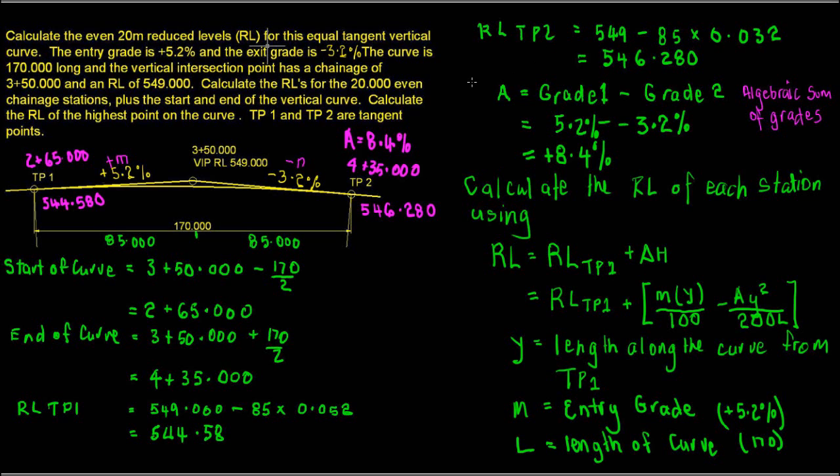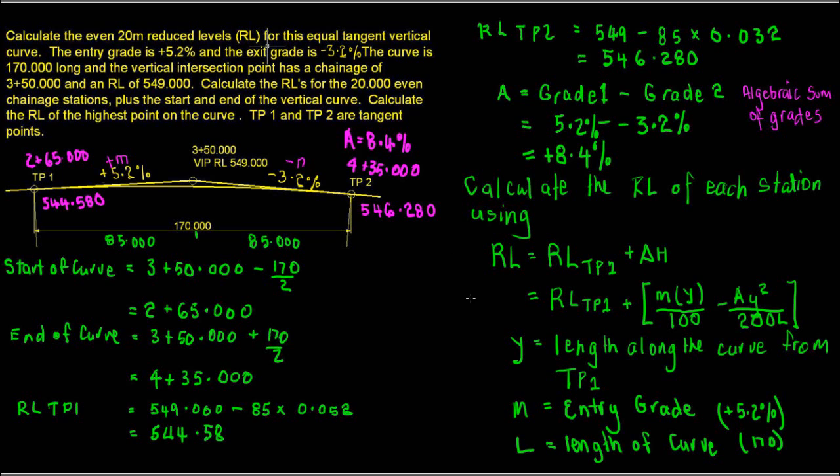Now, A, which is the algebraic sum of the grades, is grade 1 minus grade 2, and this is done algebraically. So we've got grade 1 is 5.2%, minus negative 3.2%, so adding algebraically we get plus 8.4%. Now we need to calculate the RL of each station.